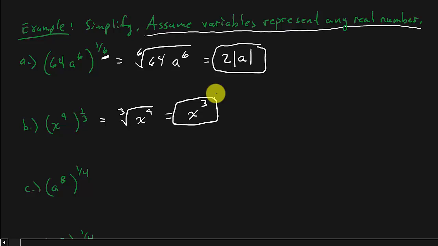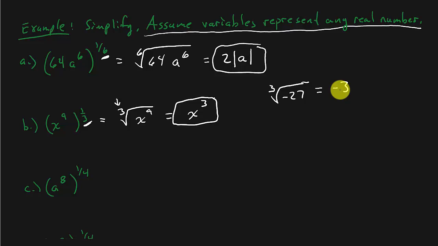Because remember what I said. You only have to make sure your answer is positive if the index, this number here, or this denominator, is an even number. Then you make sure that your answer is positive. If you remember in that first problem we worked, I think it was part B, we had the cube root of negative 27, which is negative 3. If the index is an odd number, we don't have to worry about absolute value.